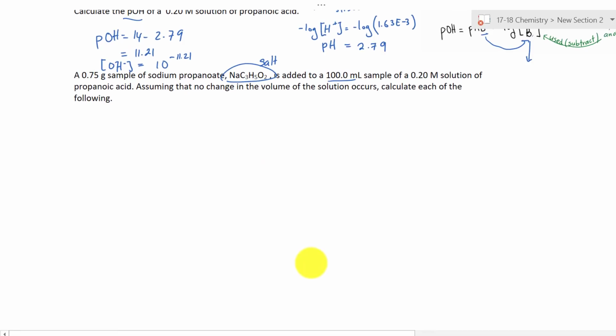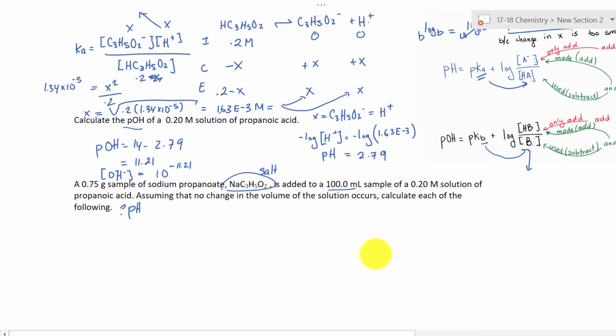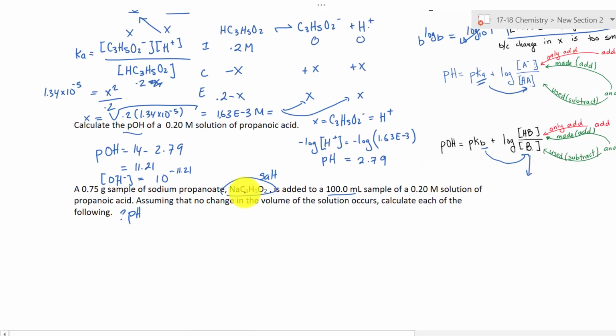Calculate each of the following. Well, I forgot. Let's calculate pH. How about that? Let's look at pH. How is this going to affect our pH? So we know based on the Henderson-Hasselbalch equation that adding the salt is affecting the conjugate base right here. Okay, that's it. It doesn't affect anything else.